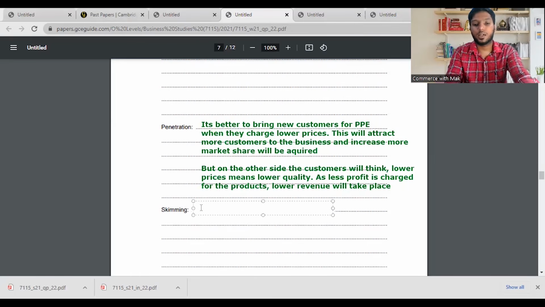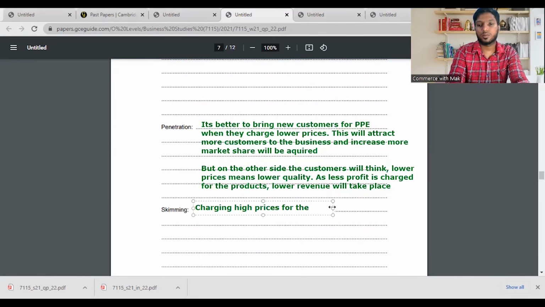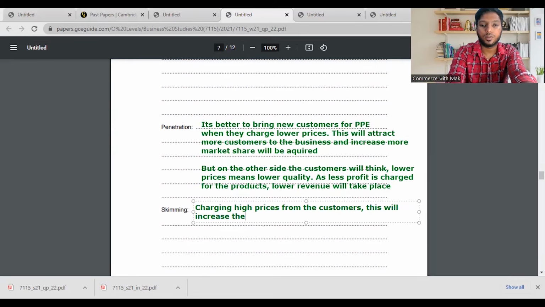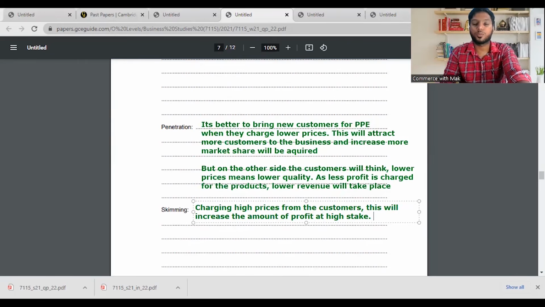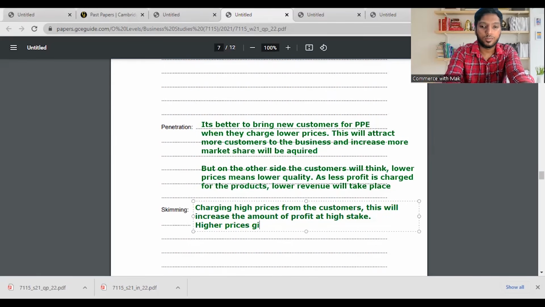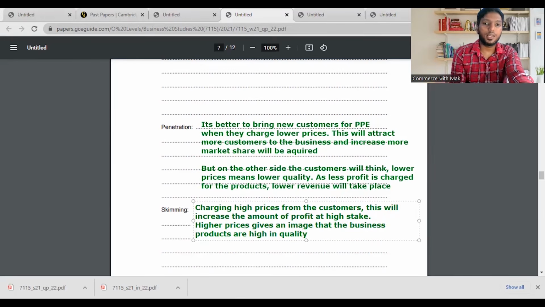So skimming, charging a high price for the customers, this will increase the amount of profit at high stake. So you will have a huge revenue, because you are charging a high price. So even if there are 1-2 people purchasing from you, they will purchase at a big amount. And also they have a perception that higher prices give an image that the business products are high in quality. So these are the advantages of using a skimming price.